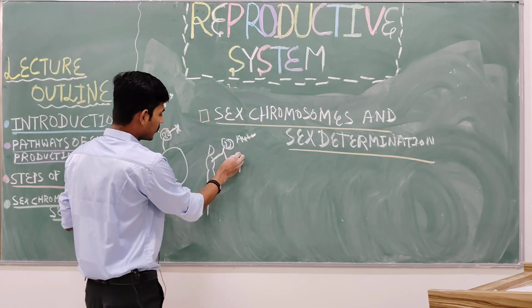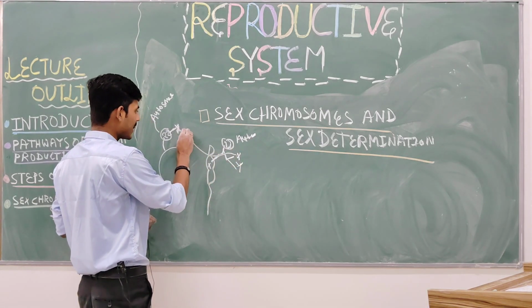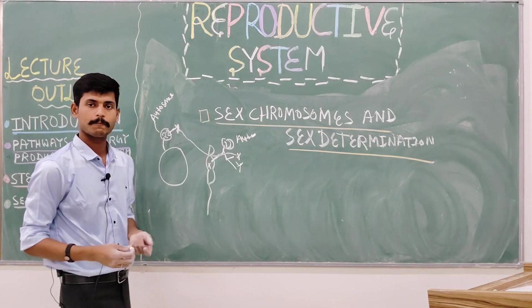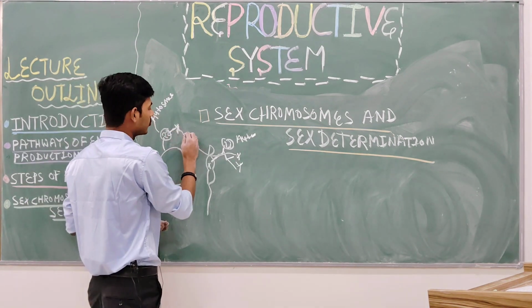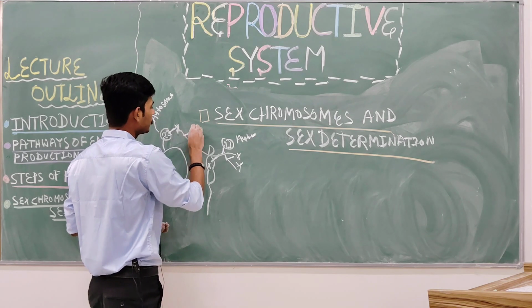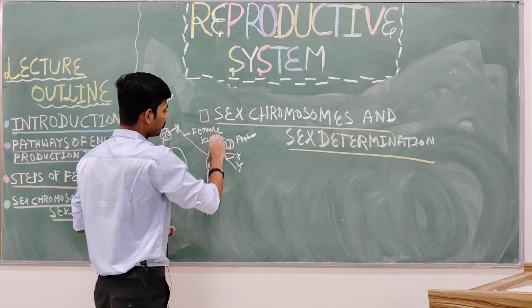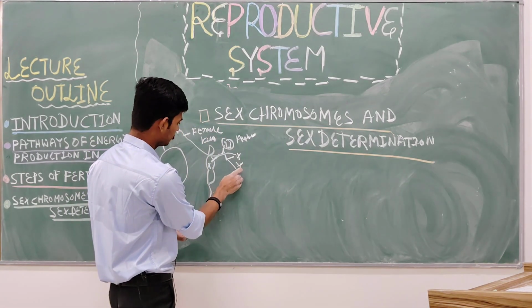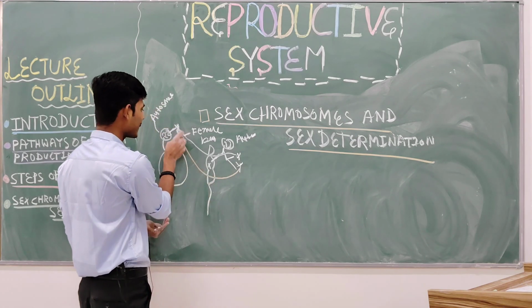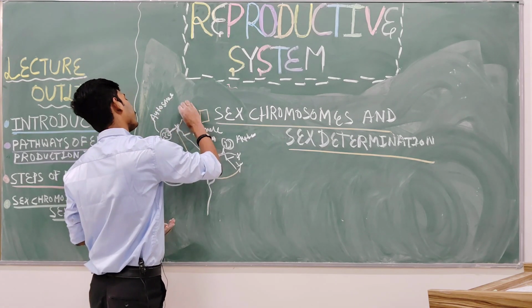So if the sperm is bearing the X sex chromosome and it fertilizes the X of the female, it results in a female baby. It's very easy to understand, no? And if Y fertilizes the X, then it results in a male baby.